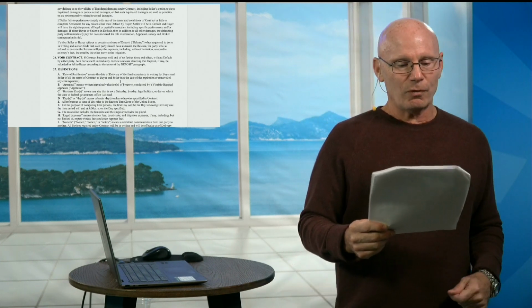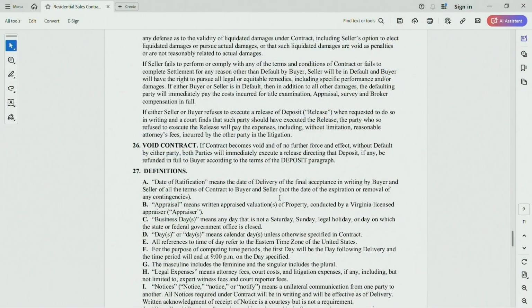Paragraph 26 is void contract. If a contract becomes void and of no further force and effect without default by either party, both parties will immediately execute a release directing that deposit, if any, be refunded in full to the buyer in accordance with the deposit paragraph.